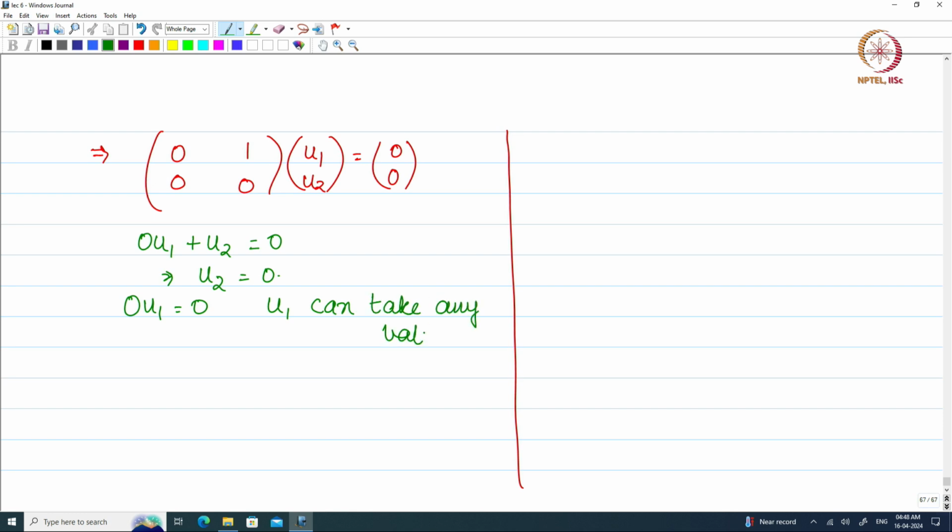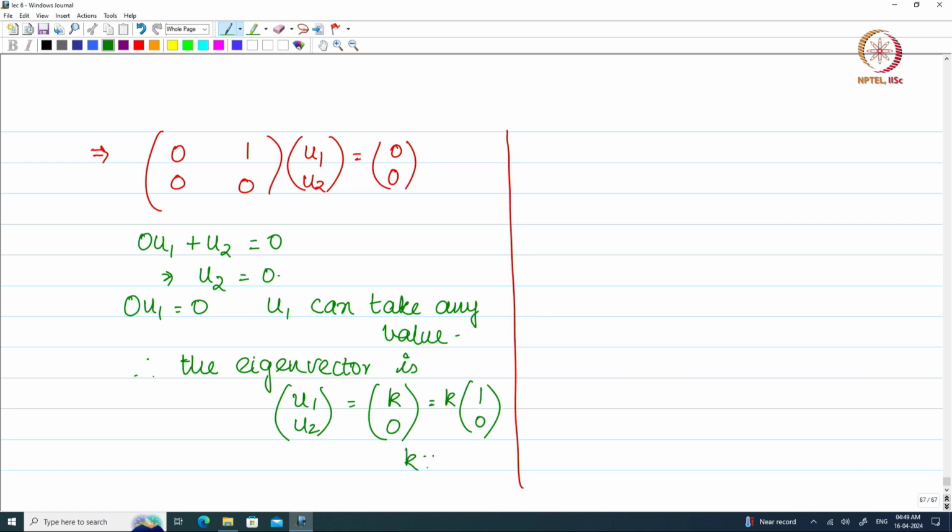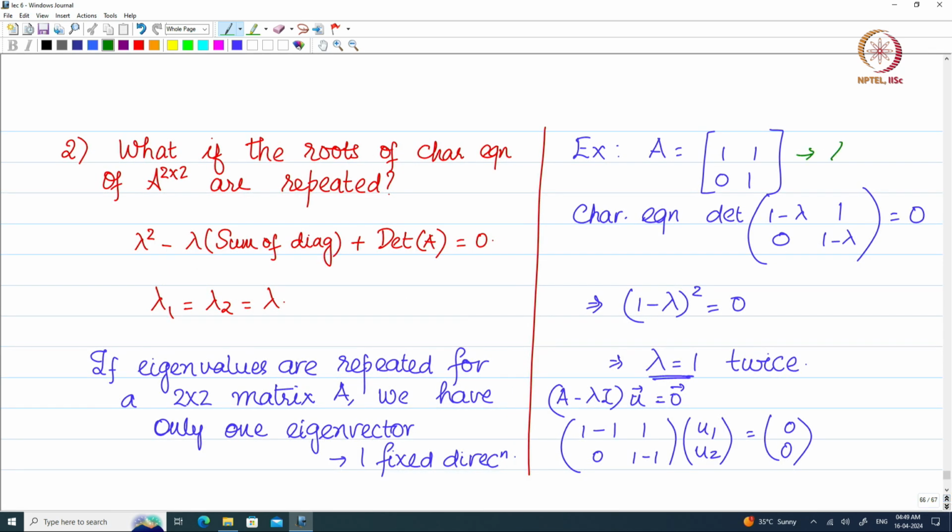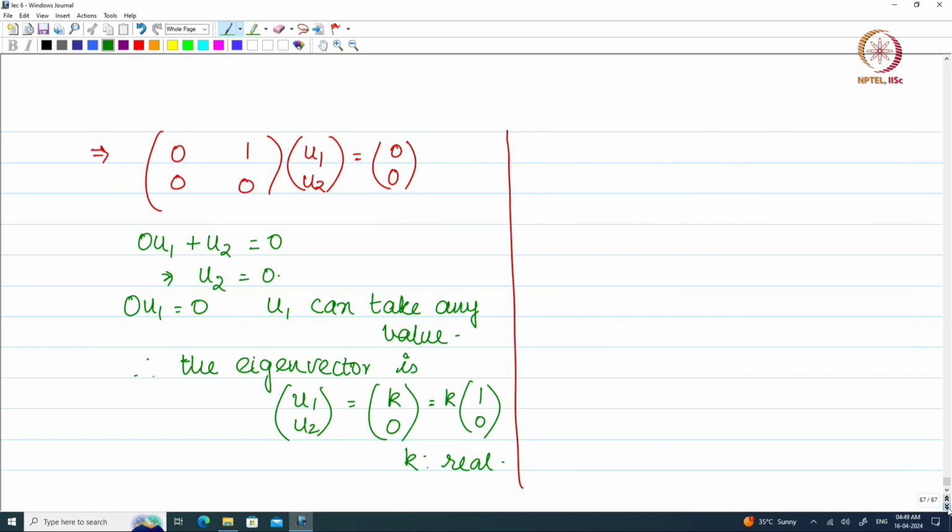Any value, right. Therefore, the eigenvector is (u1, u2) equal to, let us say, (k, 0), which is k times (1, 0), for k real. That is the only direction that we have. And what is this matrix that we looked at? This is basically the shear matrix we have. This is the shear matrix that we had, which has only one direction, or that means only one eigen direction.